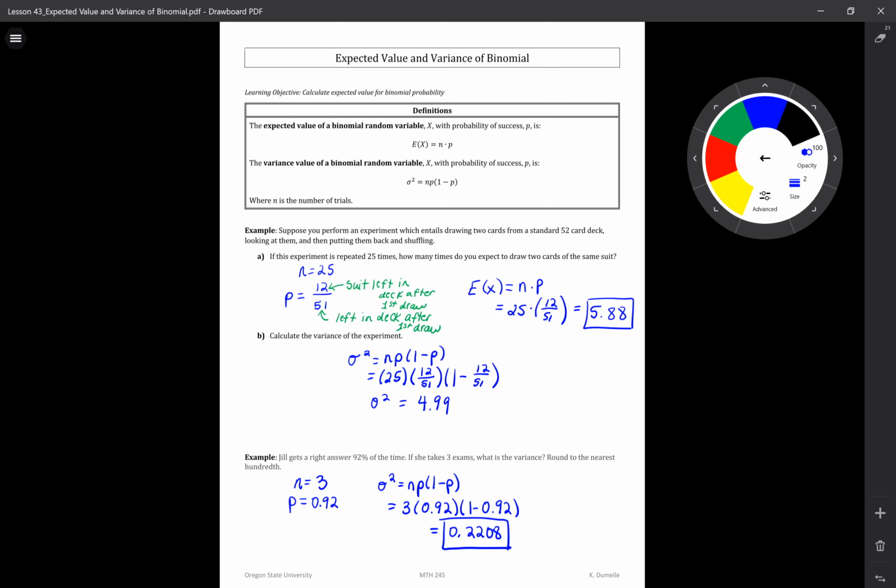All right, so that is all about the expected value and variance of a binomial experiment.